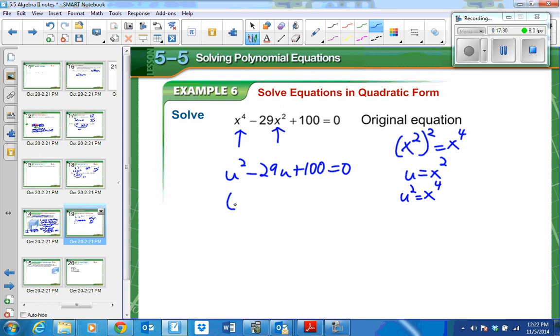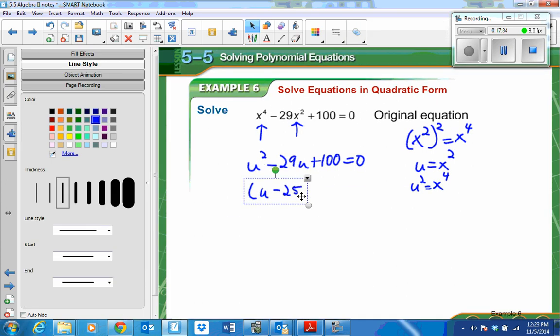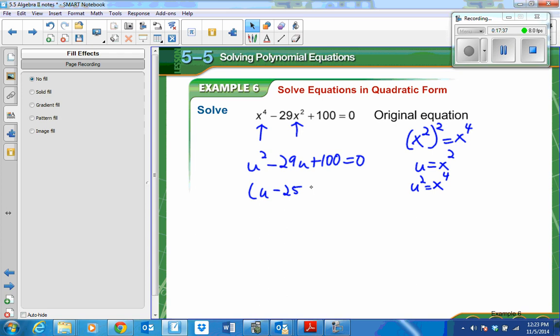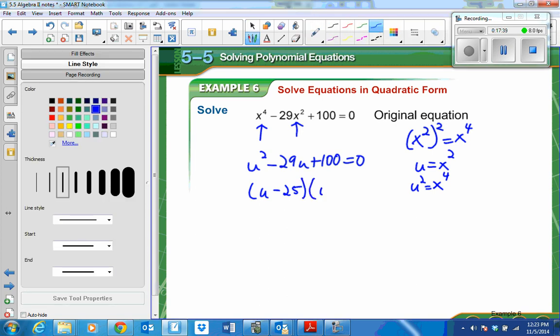Now we're going to factor that. So we get u minus 25 times u minus 4 equals 0. So we would get that u equals 25 and u equals 4.